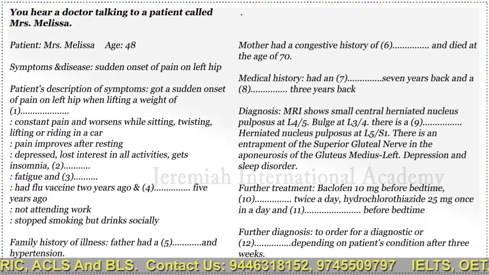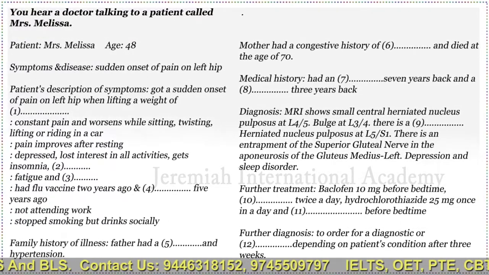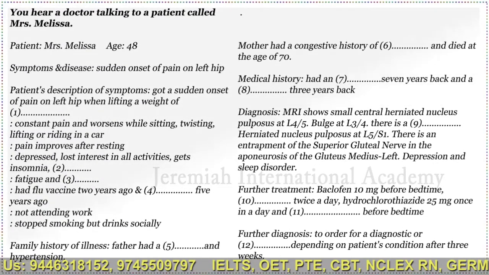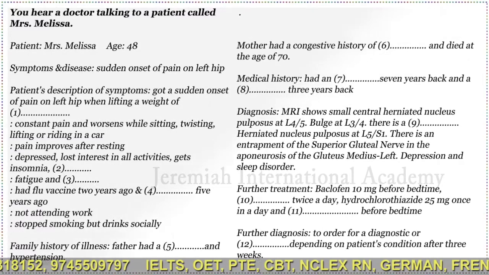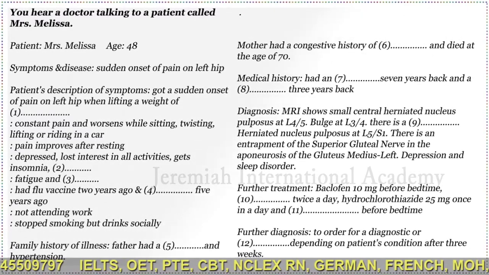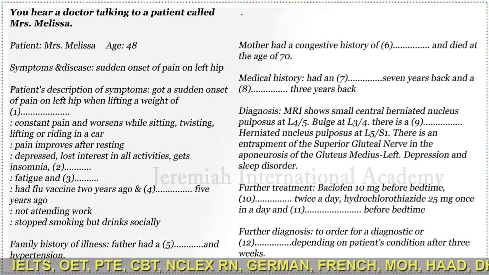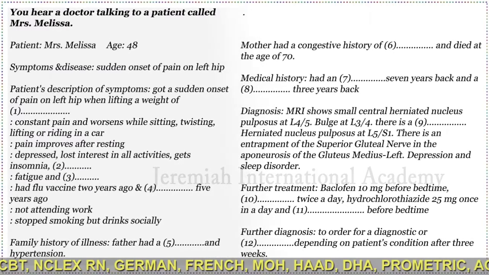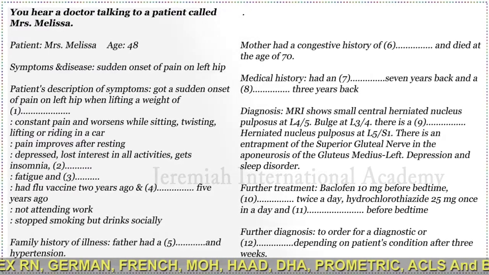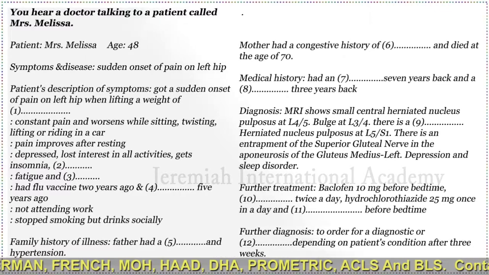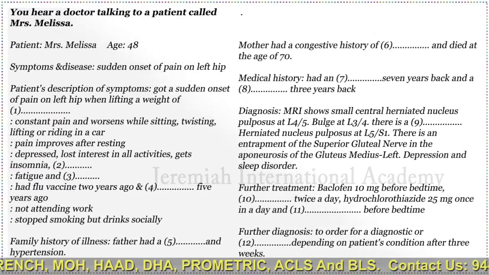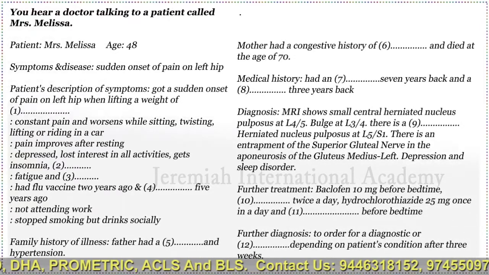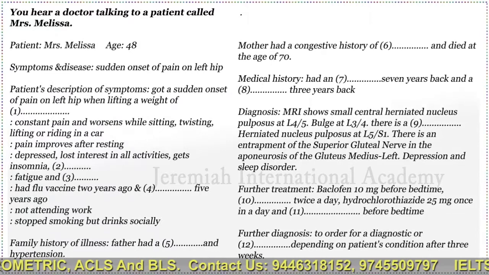There is a shallow left parasagittal herniated nucleus pulposus at L5/S1. There is an entrapment of the superior gluteal nerve in the aponeurosis of the gluteus medius left, and you are also suffering with depression and sleep disorder. So I would recommend you take a treatment for superior gluteal nerve block left. I am going to prescribe you baclofen 10 mg before bedtime, flurbiprofen 100 mg twice a day, hydrochlorothiazide 25 mg once in a day, and Klonopin 0.5 mg before bedtime.